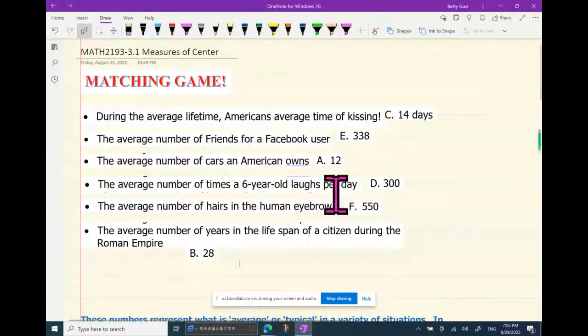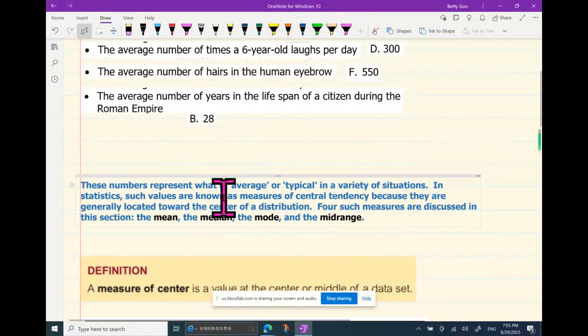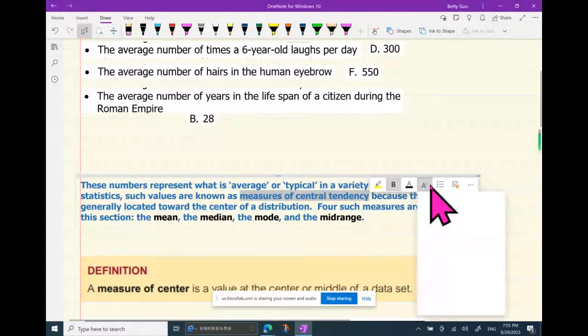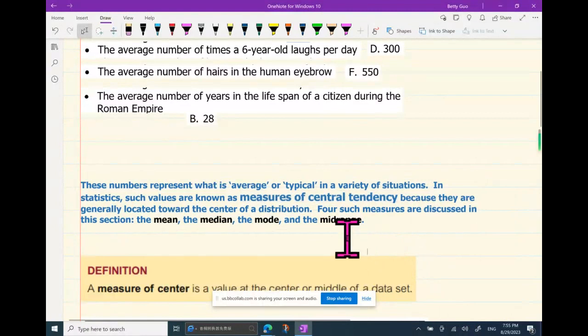So how do we understand those data? Those numbers represent what is average or typical in a variety of situations. In statistics, such values are known as measures of center. Sometimes the book calls them measures of central tendency or measures of center. It's the same thing, different ways to say it, because they are generally located toward the center of a distribution.